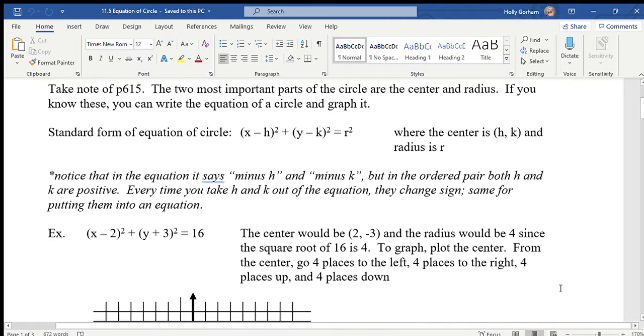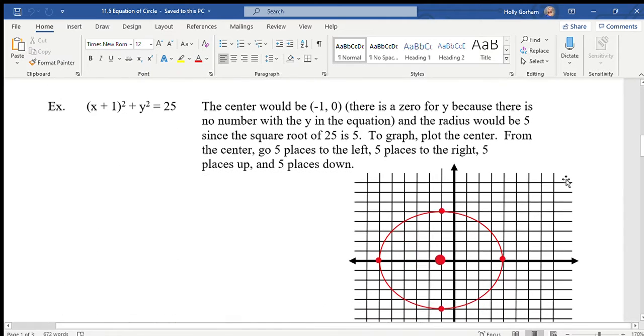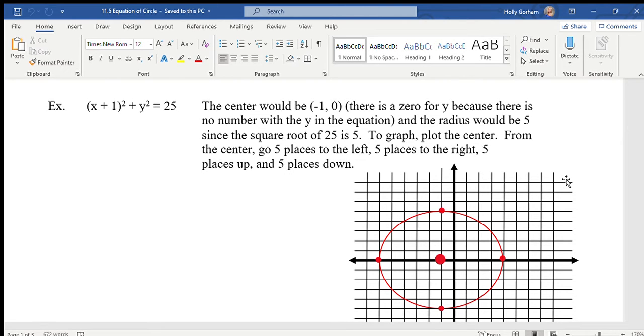The next example gives us (x + 1)² + y² = 25. So on this one, the center would be (−1, 0). And you may say, well, there's no number with y, so what do I put? Well, that's why we put 0, because that would indicate no number being there. So (−1, 0) is our center. And the radius would be 5 because the square root of 25 is 5.